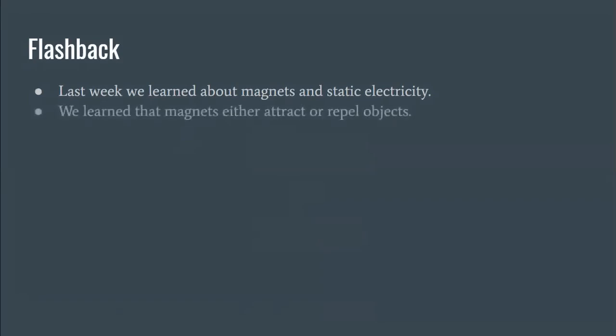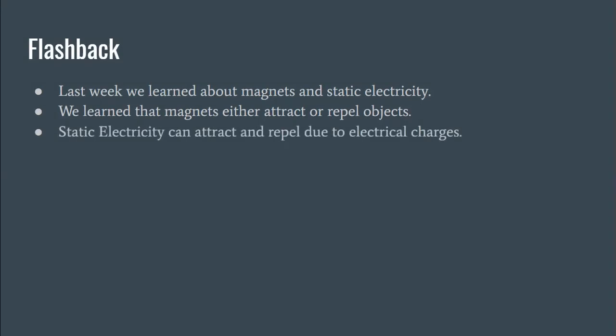Let's have a quick flashback of what we've learned so far in science. Last week, we learned about magnets and static electricity. We learned that magnets either attract or repel objects. So remember, attract means to push together, and repel means to pull apart. Static electricity can attract and repel due to electrical charges. Today, we are going to explore more about magnets.